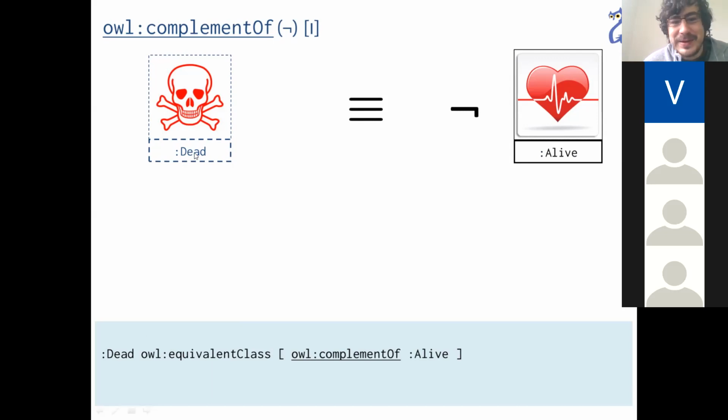So what I'm going to say here is that dead is equivalent to the negation of alive, and everything, no matter what it is, is either dead or alive, effectively. So this says dead is equivalent to the complement of alive. Okay.